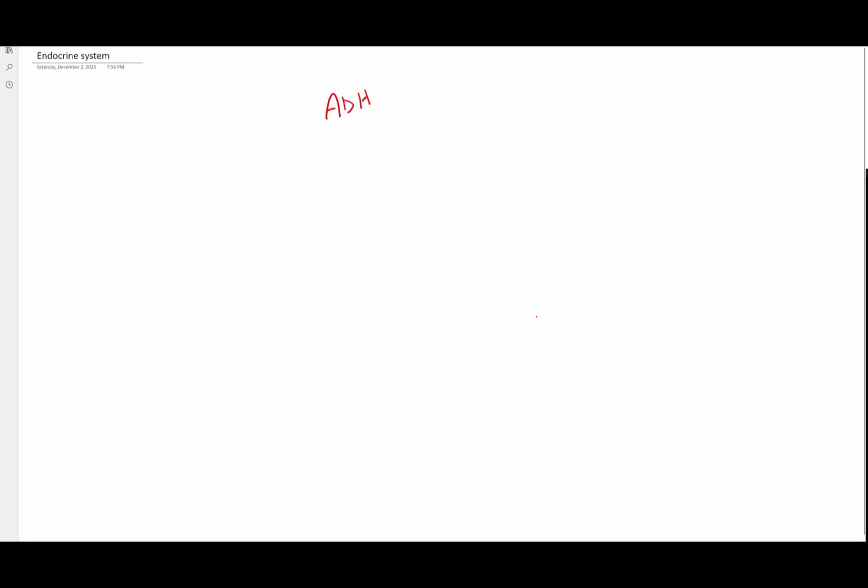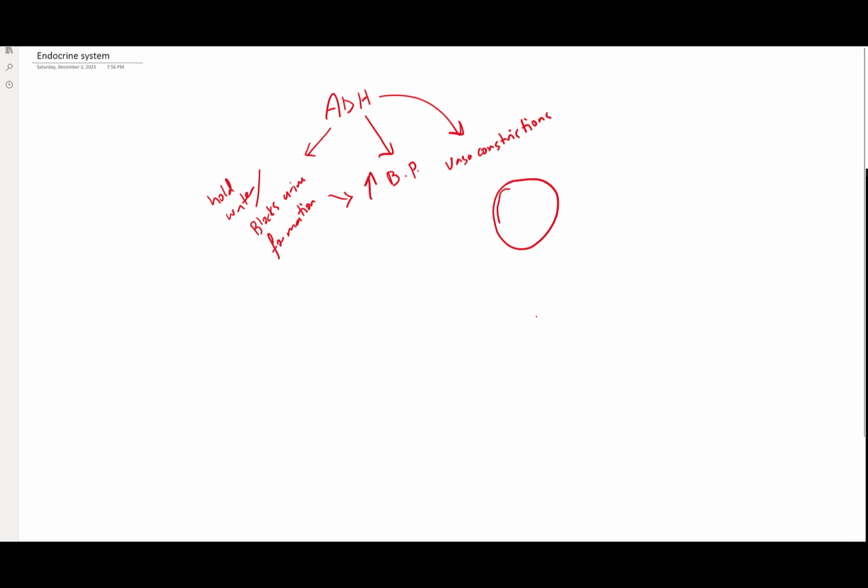So ADH, what does it do? It's going to hold water or block urine formation, and as an effect this also leads to increased blood pressure. Another thing for ADH: when it's secreted, it will also cause vasoconstriction. What does it mean? If we have a blood vessel, this is the lumen, and the blood is inside. When ADH is secreted, it causes the lumen to shrink, so there is less space for the blood, and this also increases the blood pressure. So it's vasoconstriction of the blood vessels.